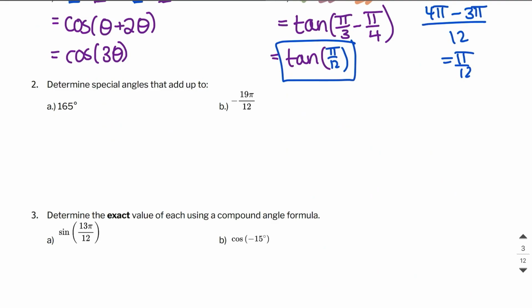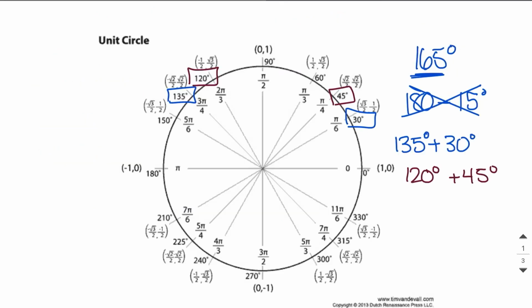We could either say that it's equal to 135 degrees plus 30 degrees. We could say that it's equal to 120 degrees plus 45 degrees. We could have even worked backwards and said that this was like 210 degrees minus 45 degrees. So we've got a lot of different options. I only put 2 down. You can put down as many as you'd like.